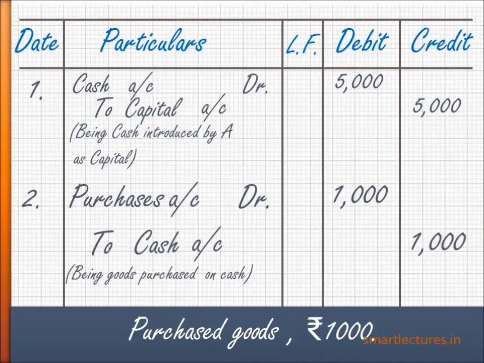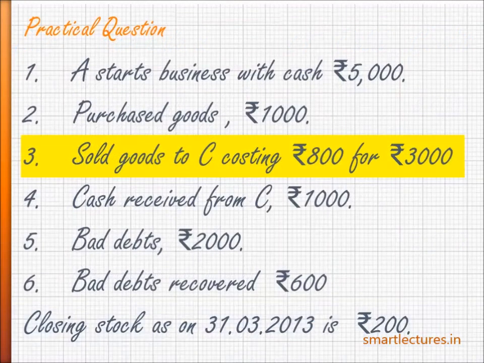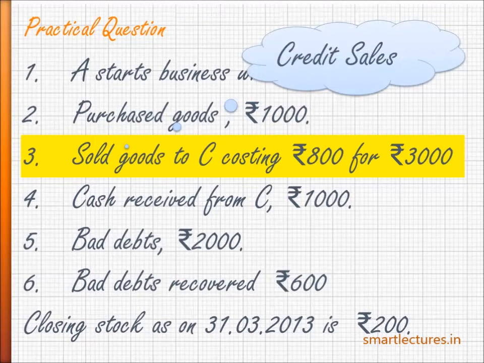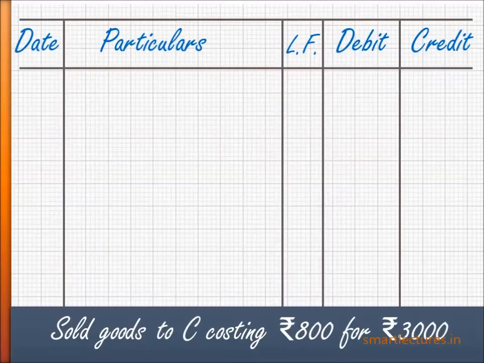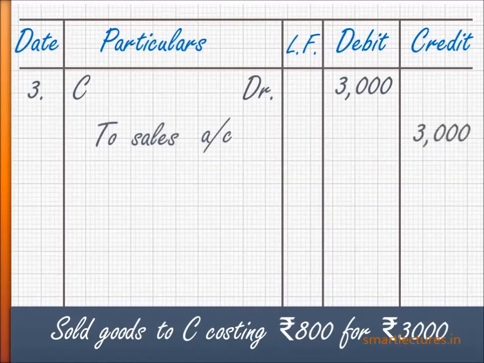Now the third transaction is sold goods to C costing rupees 800 for rupees 3,000. These are the credit sales to C. The name of the customer is C. So the journal entry will be C to sales rupees 3,000.